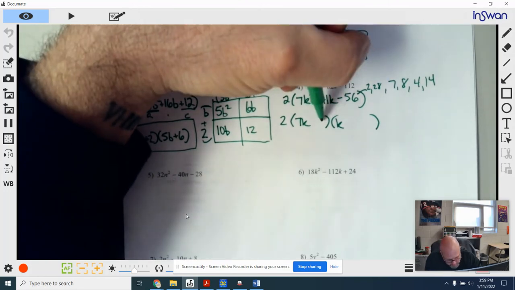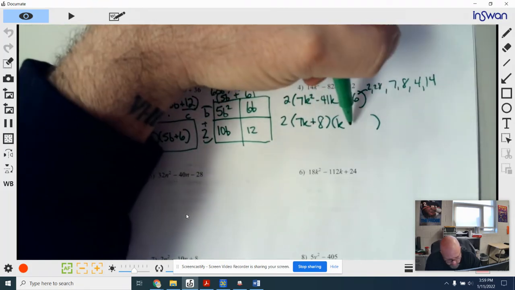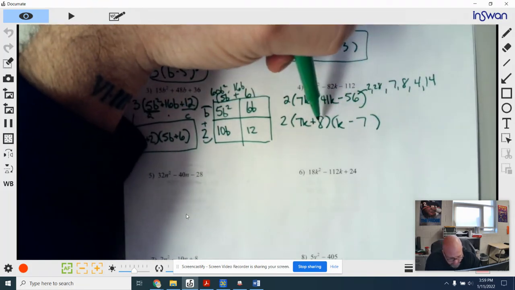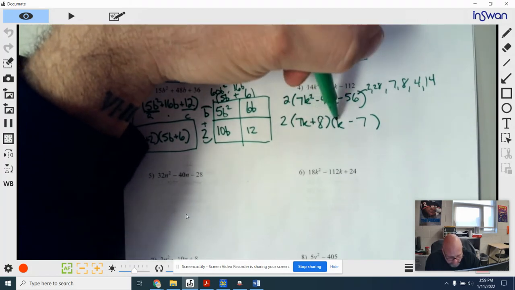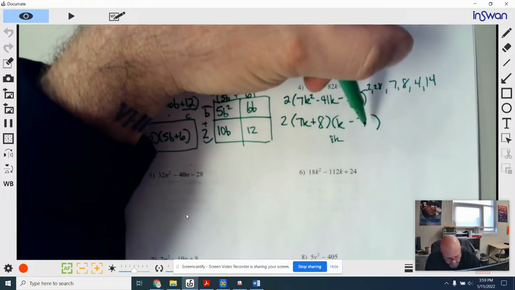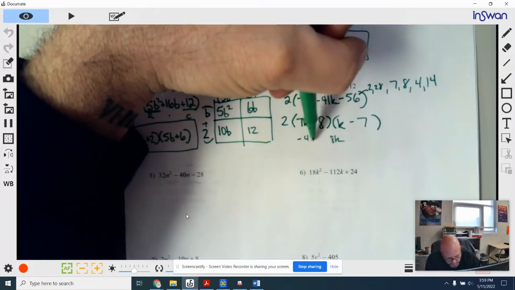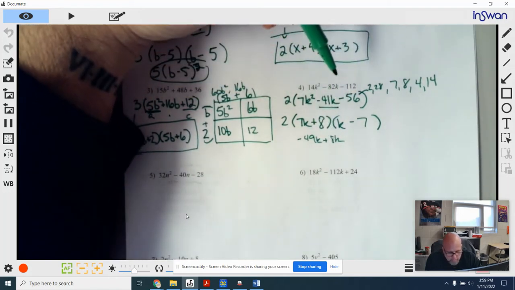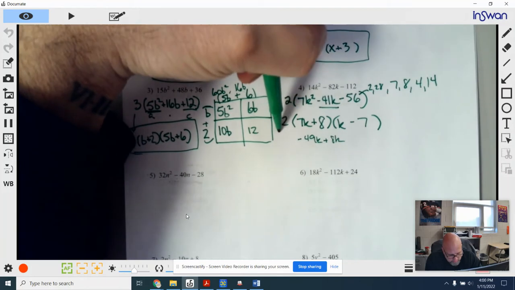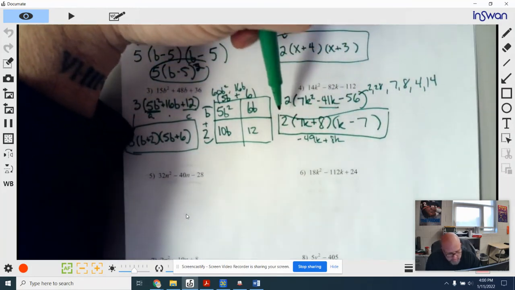And I'm going to try a positive 8, which means I'm going to come over here and do a negative 7. So this does multiply to negative 56. You know, 8 times k, that is 8k. Negative 7 times 7k, that is negative 49k. And when I add those two together, that does result in that negative 41k. So it's just by chance that we happen on the correct combination for this first one.